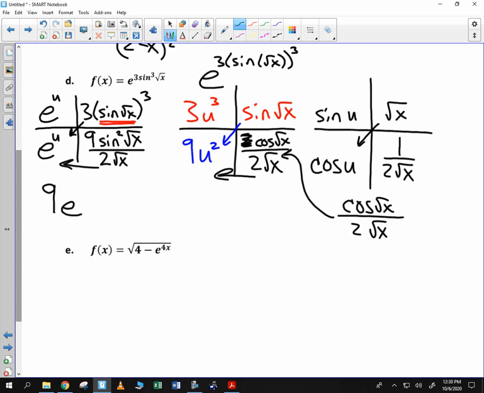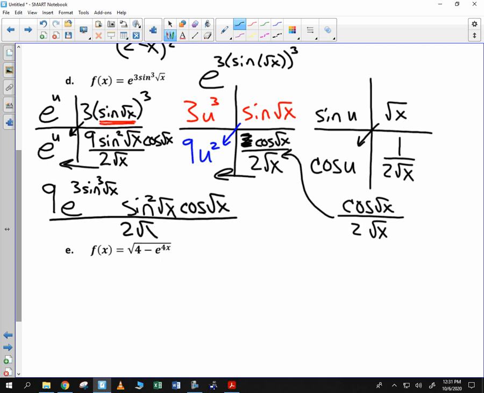9e to the 3 sine cubed of the root of x times sine squared of the root of x. Looks like I missed the cosine of the root of x right there. Cosine of the root of x. And that all sits over 2 roots of x.